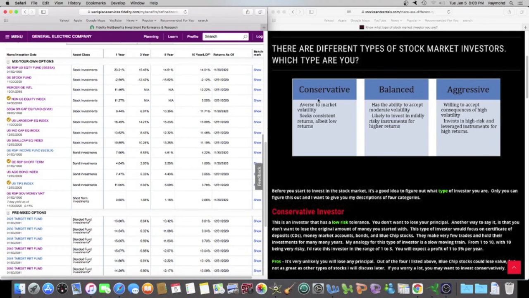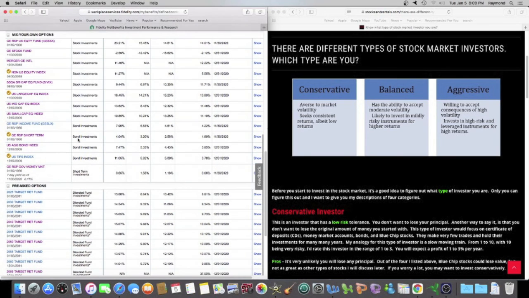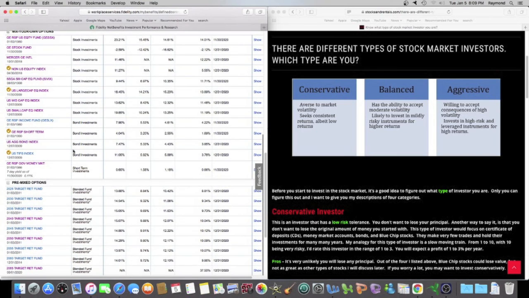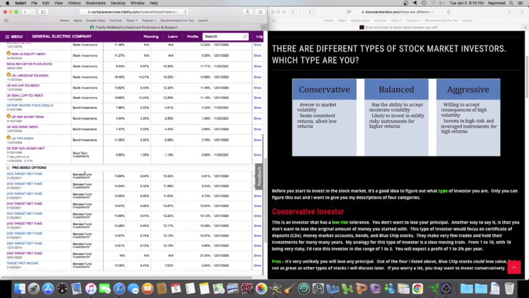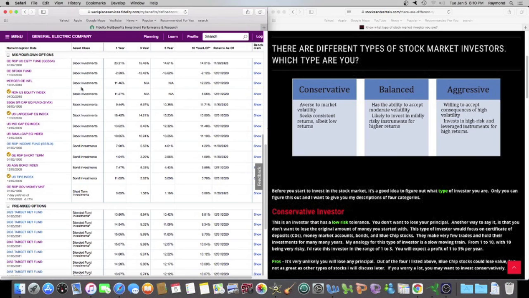So summary, conservative, go to asset class. Look for something that says short-term investments. Look for something that says bond investments. Balanced person, you want to look at blended fund investments. You also will consider stock investments. The key thing when you look at stock investments, you want to look at index. And these can be index funds without having the word index in them.